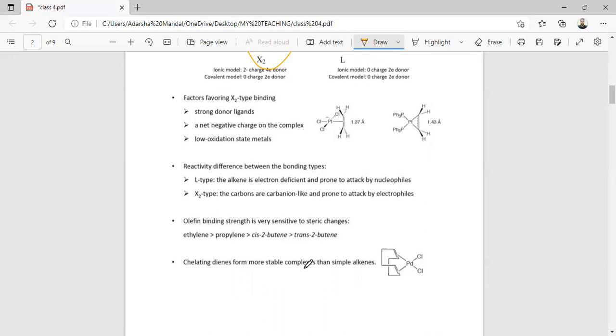Olefin binding strength is very sensitive to steric changes. Binding strength depends on the steric properties of the alkene ligand. Ethylene binds to the metal center more tightly than propylene, than cis-butene, than trans-butene. Chelating dienes form more stable complexes than simple alkenes due to the chelate effect.